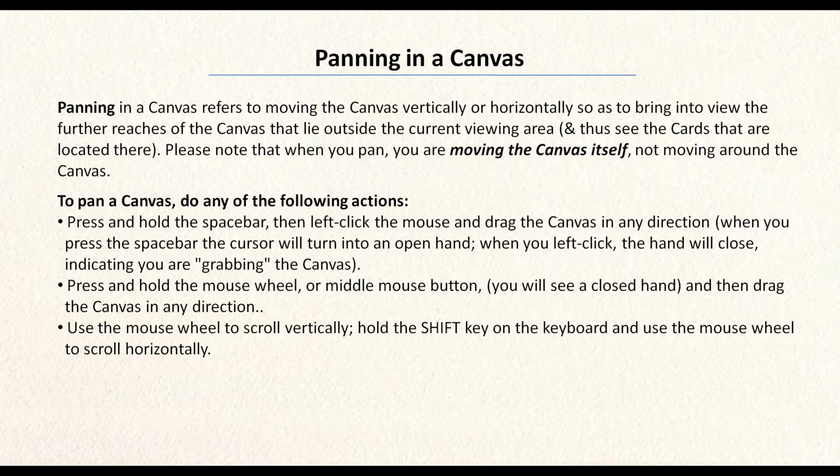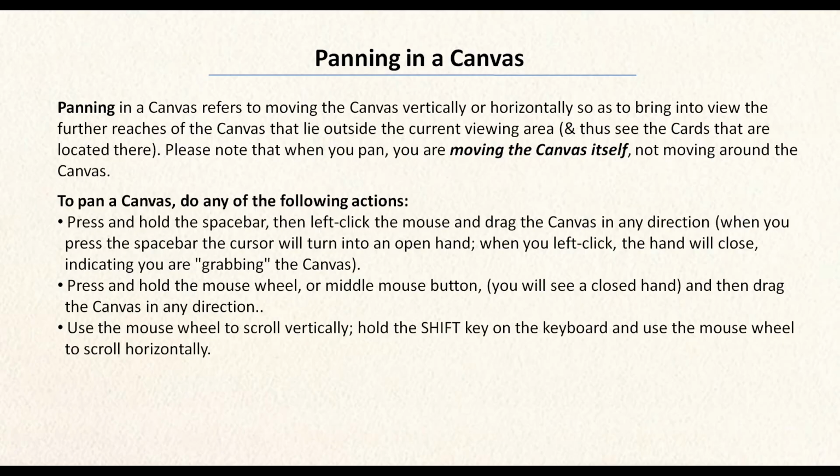Panning a canvas refers to moving the canvas vertically or horizontally so as to bring into view the further reaches of the canvas that lie outside the current viewing area, and thus enable us to see the cards that are located there. Please note that when you pan, you are moving the canvas itself. You're not moving around the interior of the canvas, you are moving the canvas itself.